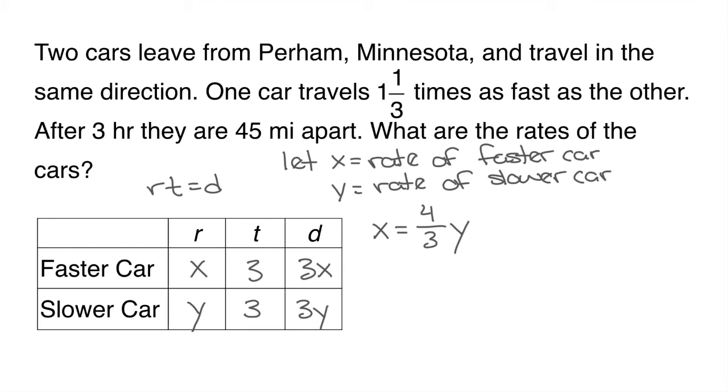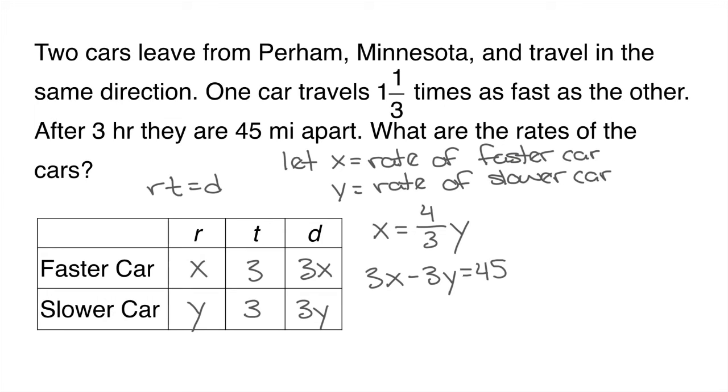We're also told that after 3 hours, they're 45 miles apart. Since they left from the same place, traveling in the same direction, we need to find the difference of their distances, and we can set that equal to 45 miles. So the faster car traveled farther, so 3x minus 3y is equal to 45.